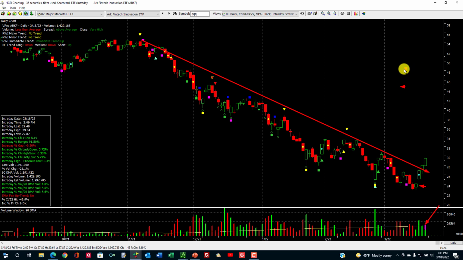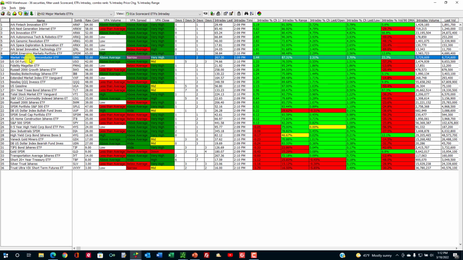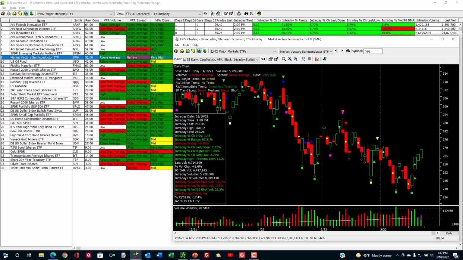Let's see what else we have here. Bring this up. Okay, all the ARKs, emerging market, semiconductors again. This is the fourth day in a row that the semis have been strong. Here was a VPA flag here. Strength seen returning after a downtrend. Confirmed the next day, an up bar closing near its high. Confirms return of strength, effort to rise, bullish sign.